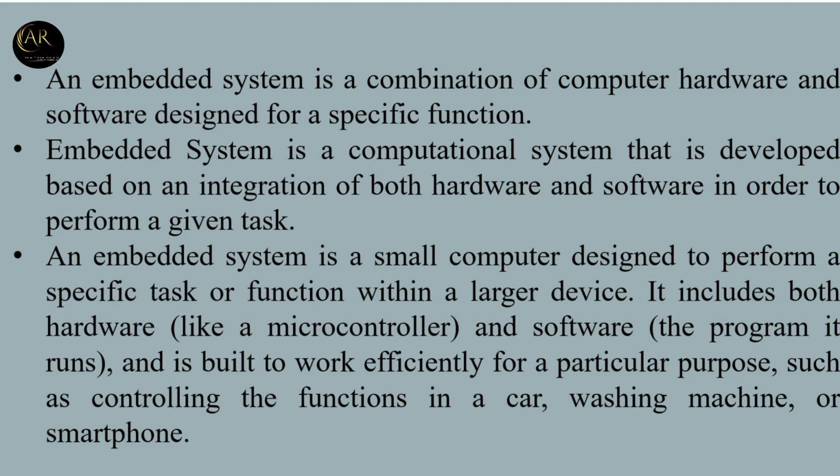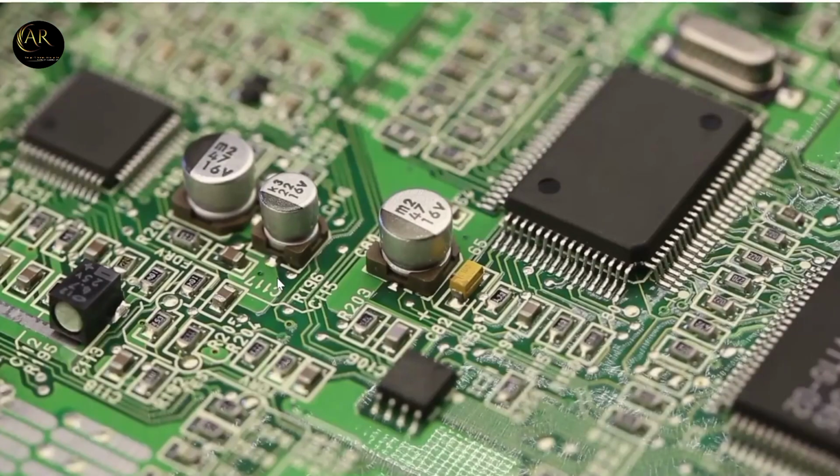An embedded system is a small computer designed to perform a function within a larger device. It includes both software and hardware to perform a particular purpose, such as controlling functions in a car, washing machine or smartphone. That means we can control larger devices by using small computers.